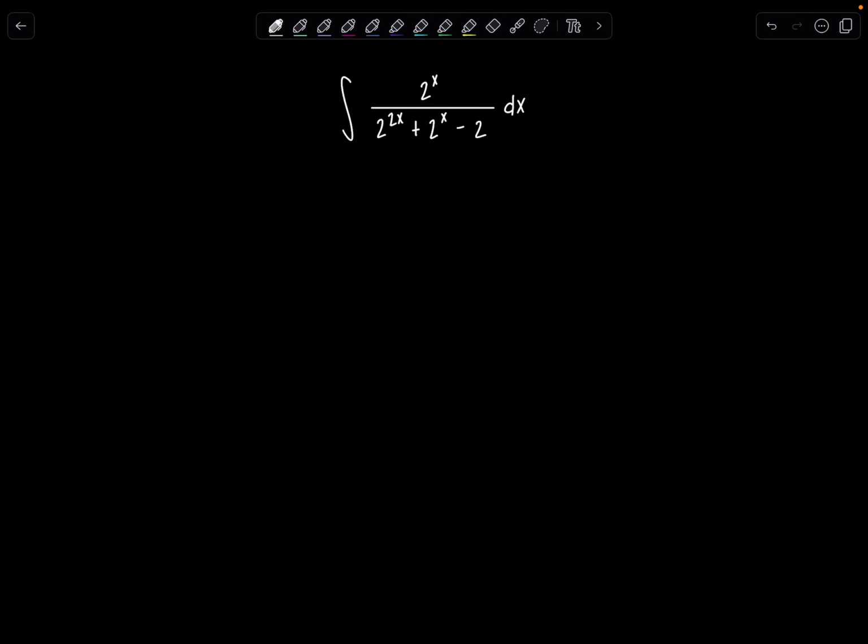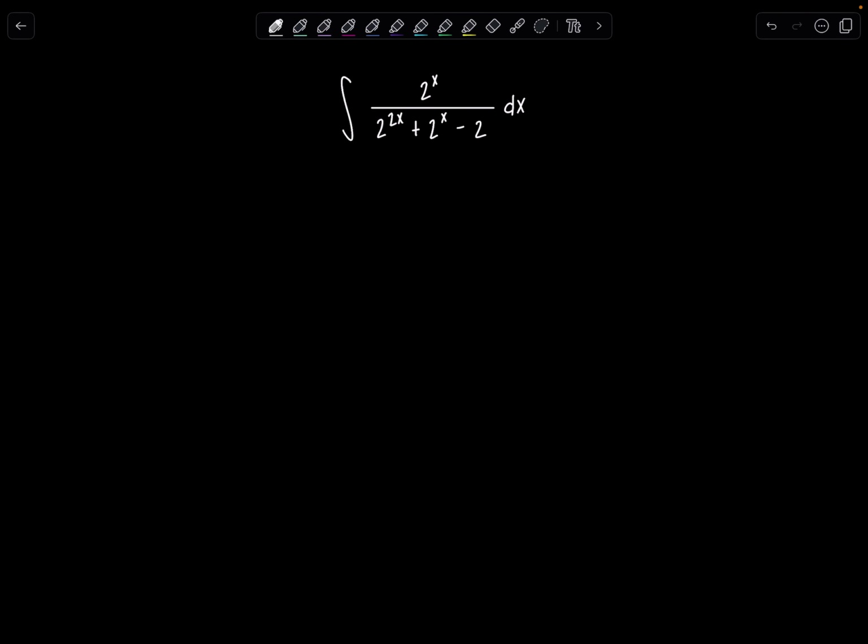Here's your latest integral of the day. We have the indefinite integral of 2 to the x over 2 to the 2x plus 2 to the x minus 2 dx. If you want to try solving it on your own, go ahead, pause the video. If you'd like a little hint, you're going to need to do a u-sub first and then another integration technique.